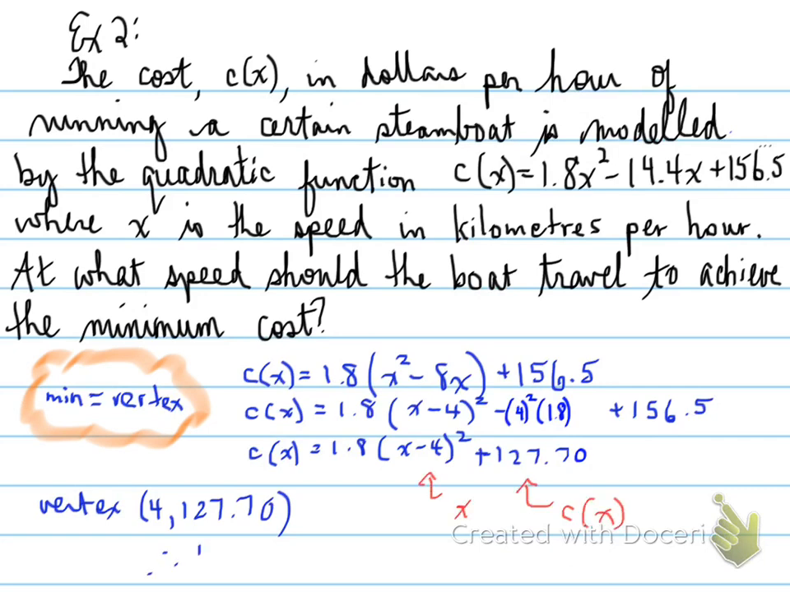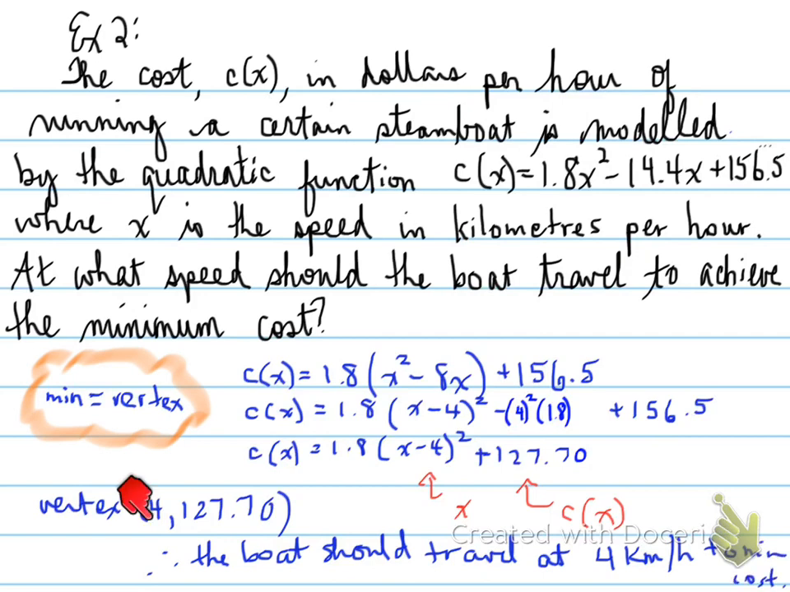So the beauty is we need to know what speed the boat should travel. Well, the boat should travel at 4 kilometers per hour to achieve the minimum cost. That's our x value. Now, some of you are probably thinking 4 kilometers per hour, but don't forget this is a steamboat, folks. It doesn't move that fast. Okay, let's look at another problem.